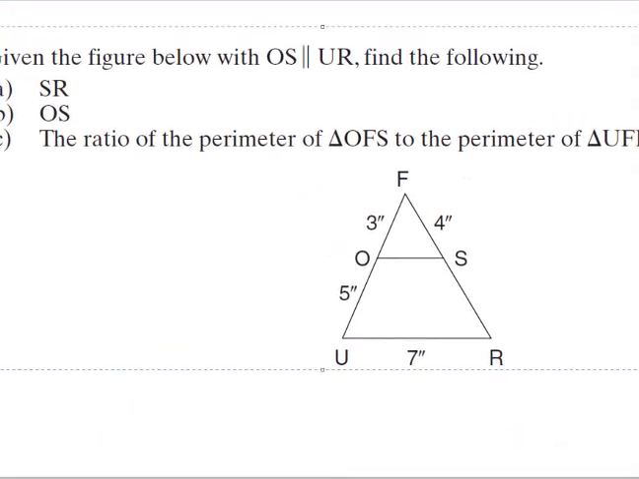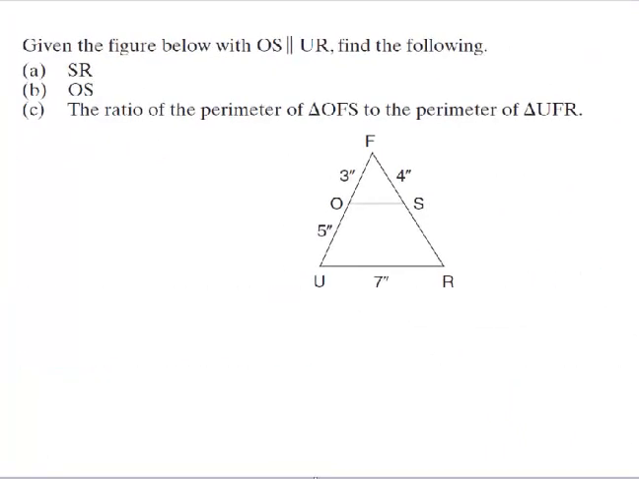All right, let's see an example here. I'll make it a little smaller so that you can see the whole thing. Given the figure below with OS parallel to UR, find the following: the length SR, the length of OS, and the ratio of the perimeter of the smaller triangle to the bigger triangle, OFS to UFR. I'm sorry, the bigger triangle and the smaller triangle.